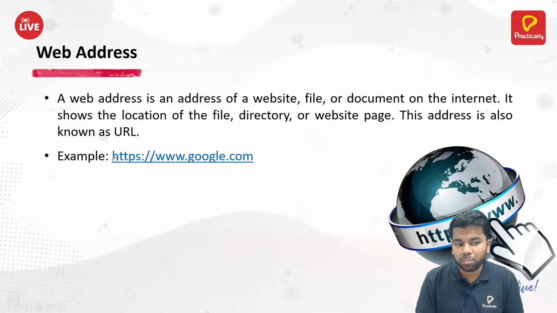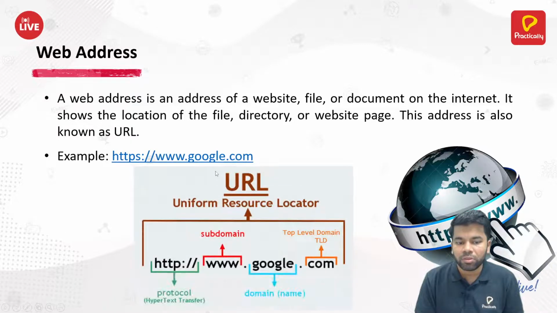https://www.google.com. This is the complete web address. If you break this address, this is how you can break it. So HTTP is the protocol, the protocol name is hypertext transfer protocol. And www is the subdomain. You can call this the World Wide Web, and google.com is the domain name. And .com is the top level domain.